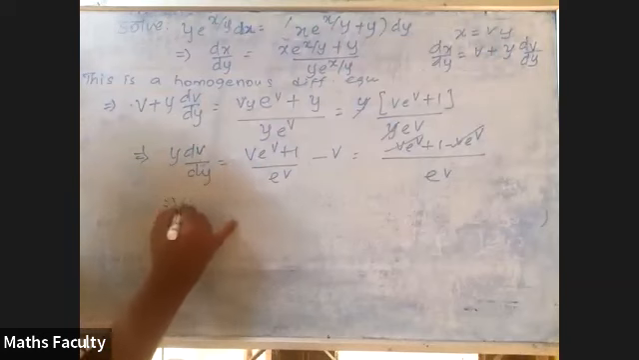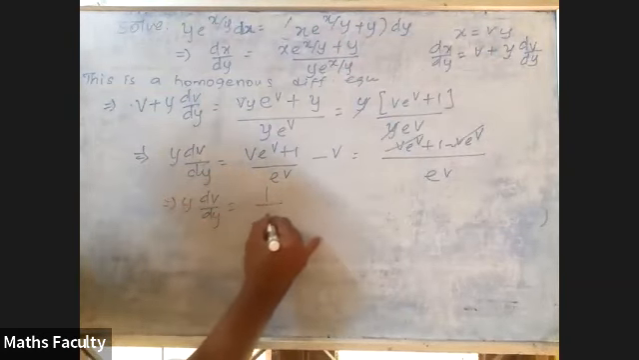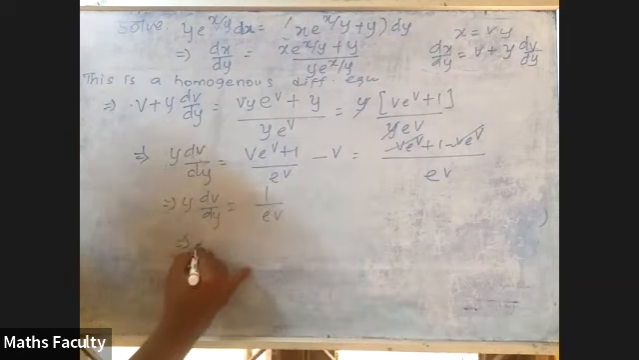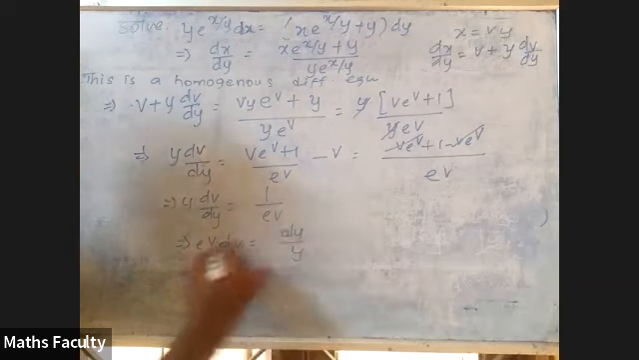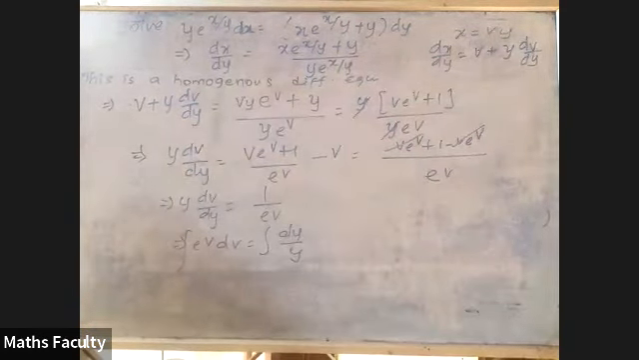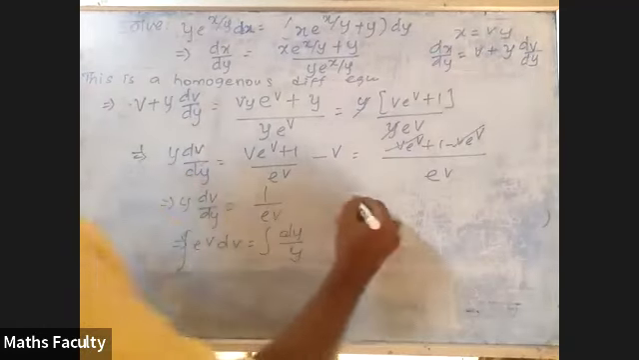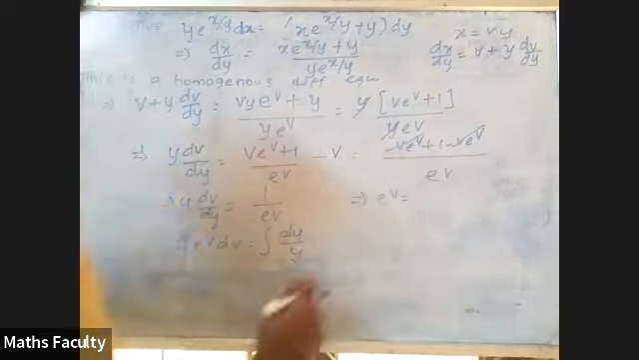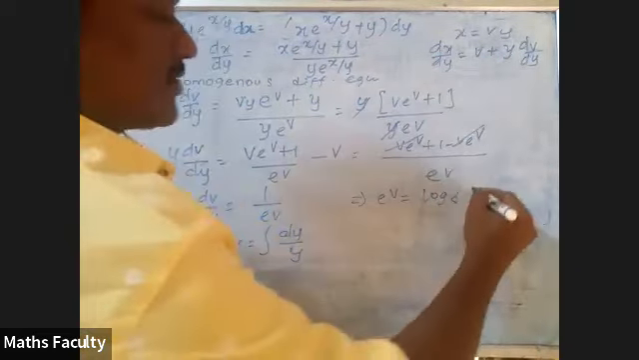So now y dv by dy is equals to 1 divided by e power v, which is equals to e power v into dv, which is equals to dy by y. Integrating on both sides, e power v into dv is equals to dy by y. Integrating e power v gives e power v, integrating dy by y gives log y plus constant.